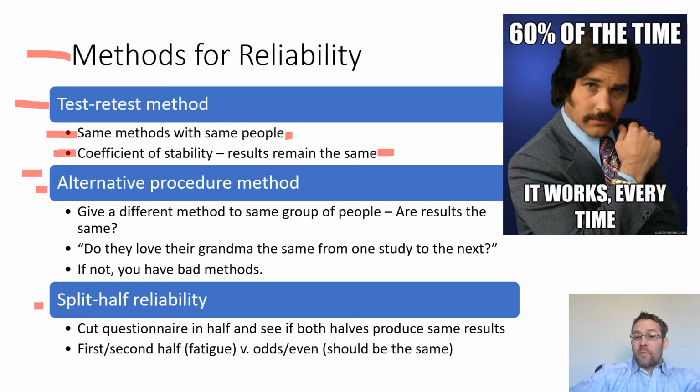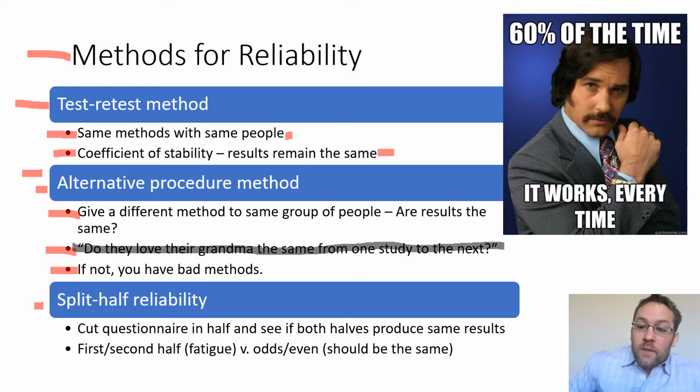Okay, alternative procedure method. Here you change up the questions that you're asking them to see if you get similar results. All right, so you give different methods to the same group and all the results are the same. So if you ask someone a question like, do you love your grandma? It should be the same from one study to the next, even if you ask those questions in different ways. All right. If not, you have bad methods. Now, let's take this out of the realm of a family love relationship, and let's look at a love relationship between 2 romantic partners. This is what an alternative procedure method could look like.